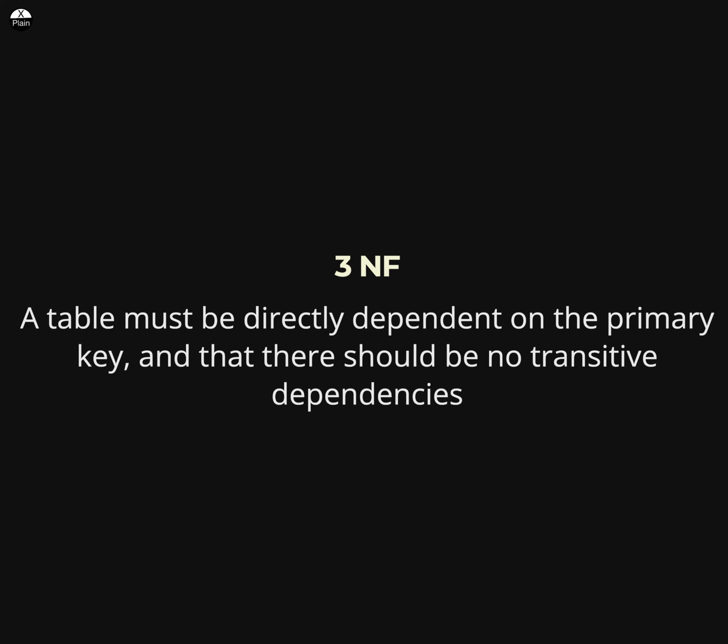Transitive dependencies occur when an attribute depends on another attribute, which in turn depends on the primary key. In other words, there is an indirect dependency between the attribute and the primary key.